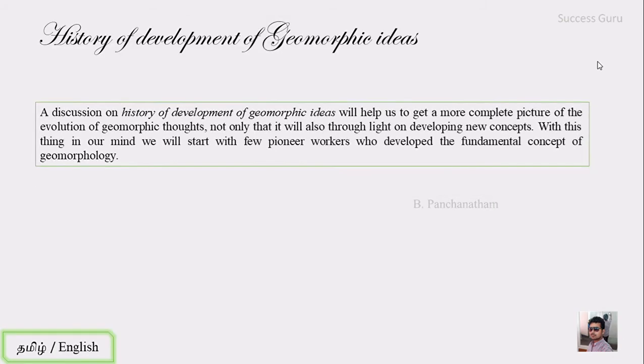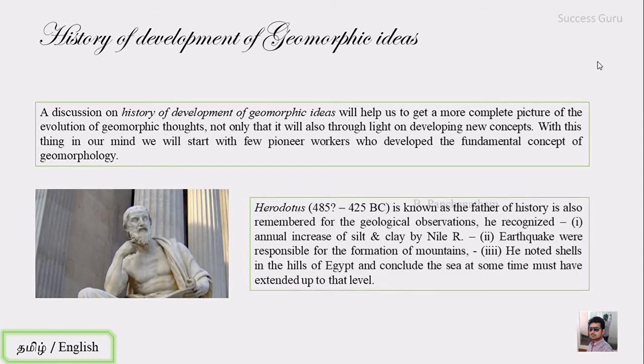So, a discussion on the history of development of geomorphic ideas will help us get a more complete picture of the evolution of geomorphic thoughts. Not only that, it will also throw light on developing new concepts. With this in mind, we will start with a few pioneer workers who developed the fundamental concepts of geomorphology.